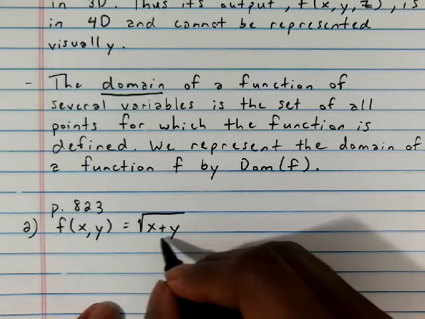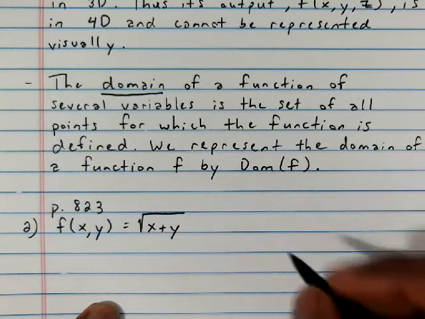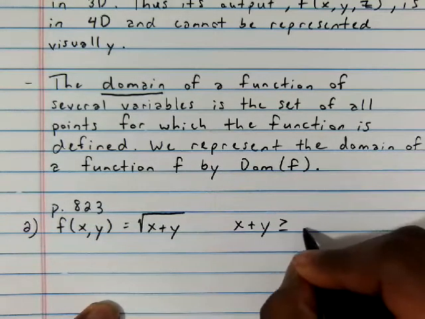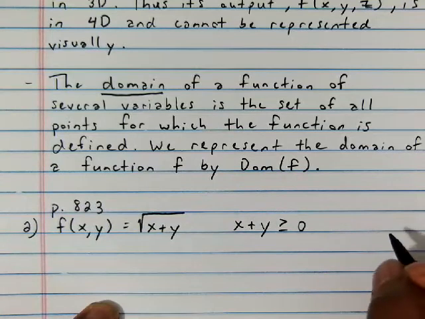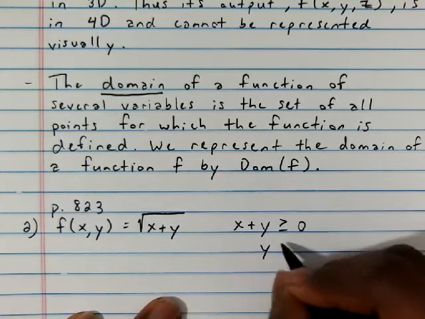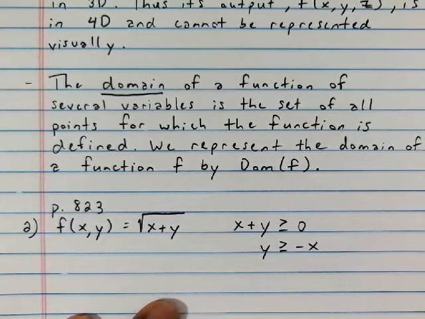From our knowledge of the square root function, we know that whatever we're taking the square root of has to be greater than or equal to 0. So x plus y has to be greater than or equal to 0. That's sufficient; you could also write y is greater than or equal to negative x. On occasion, you might need to sketch your domain, but this problem doesn't ask us to. So either one of those is sufficient.